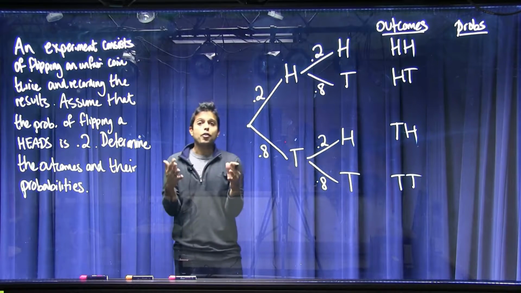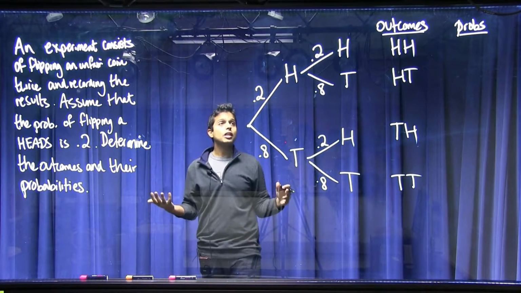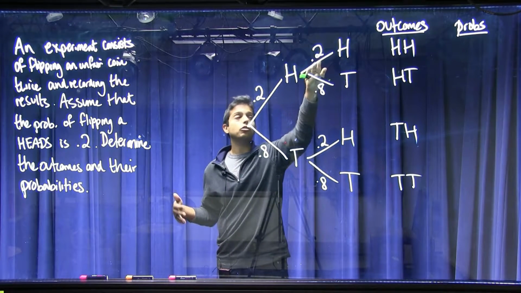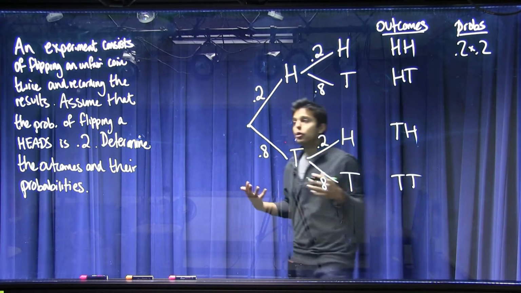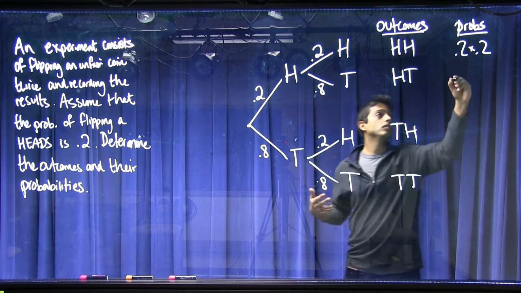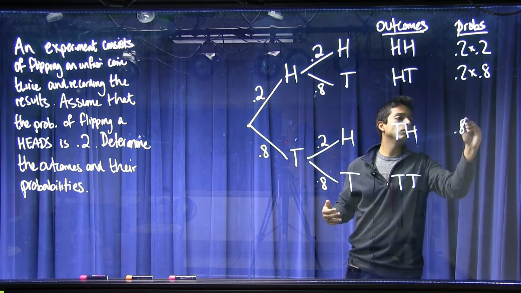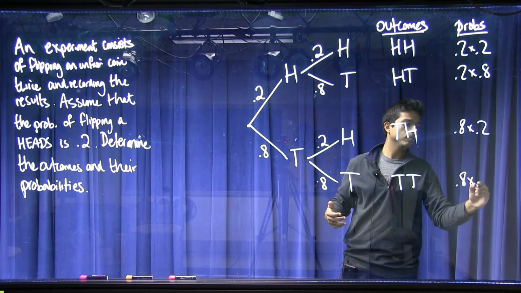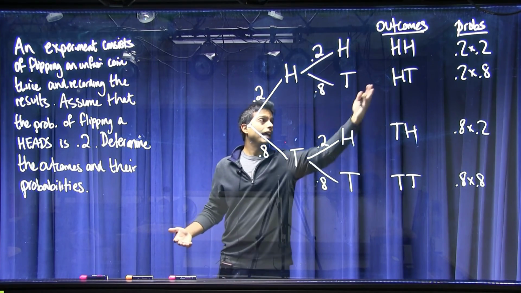So the way we can figure out the probabilities is just by multiplying all of the probabilities on a particular branch. So for example, the probability that we get a heads and then another heads is 0.2 times 0.2. Similarly, the probability that we get a heads and then a tails is 0.2 times 0.8. Likewise, 0.8 times 0.2. And finally, 0.8 times 0.8. And so we've listed out all of the outcomes, of which there are 4, and all of their probabilities.